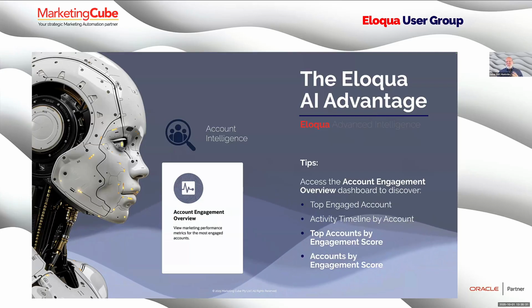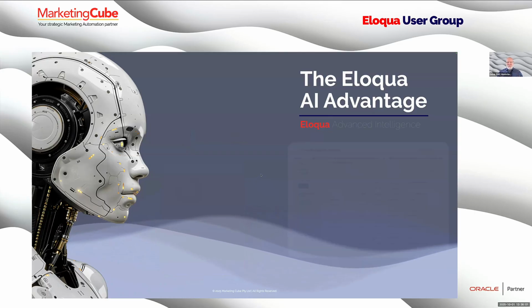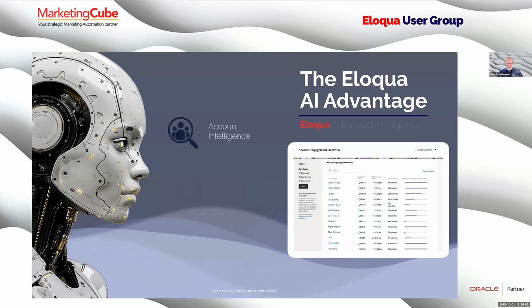The tip I would give you to start with is that when you look at the account engagement overview dashboard, it's going to show you your top engaged accounts. I think it's top 10 or top 15. Then there's an activity timeline as well, so you get to see that engagement over time. And then also top accounts by engagement score, and then all of the accounts by engagement score. And when you start to drill into it, you see more information, essentially. So this is what it looks like.